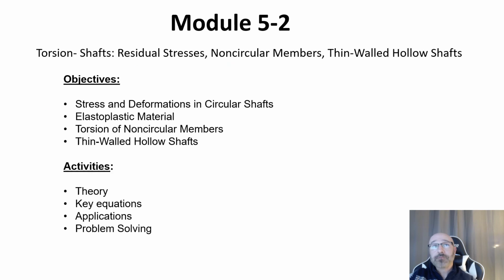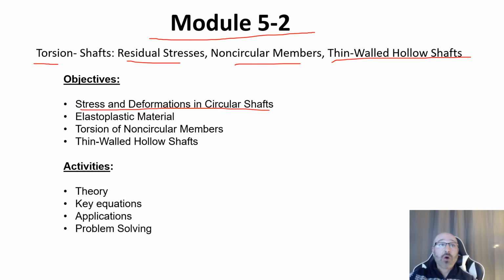For the second lecture, module 5.2, we're going to continue on with torsion from chapter 3, talking about the residual stresses and non-circular members and introducing thin-walled hollow shafts. The objectives will be to take a look at the stress and deformations in circular shafts, review that, go through some elastoplastic materials, talk about torsion of non-circular members, and from there get into the new specialized case of thin-walled hollow shafts. Within this module, we'll go through some of the theory related to those topics, discuss the key equations, go through some practical applications, and from there go through some actual problem solving involving all of the information and material we've covered earlier in the module.